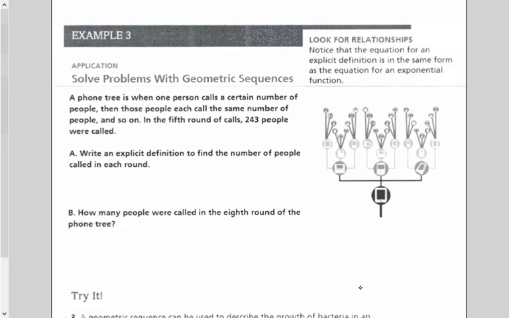So here's how it would work. You have me being the first person calling out to 3 people, right? So in round 1, I made 3 calls, right? So for the explicit definition, we're going to let those first 3 calls represent round 1, right? And then after that, everybody else keeps calling 3 more people. So we're going to do 3 times 3 to the n minus 1 power.